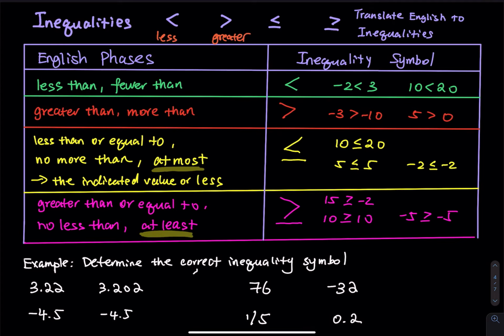And then the third one is less than or equal to. So this bar is equal, and then we have greater than or equal to. Let's take a look at the English phrases. The first row, we have less than, fewer than. That is easy, just a less than. So for example, -2 is less than 3, 10 is less than 20. Simple, straightforward. Same thing as the next one, greater than, more than. So -3 is greater than -7, and 5 is greater than 0.